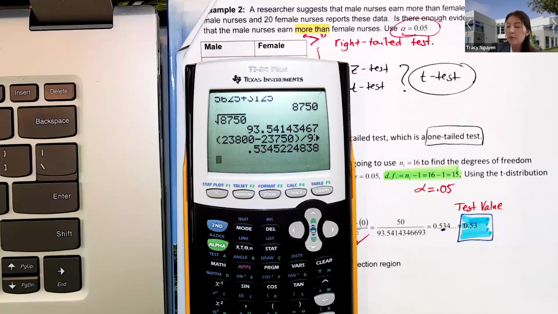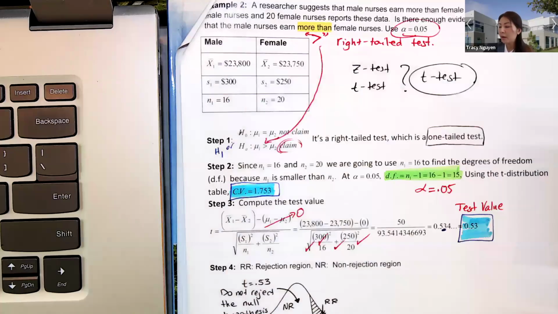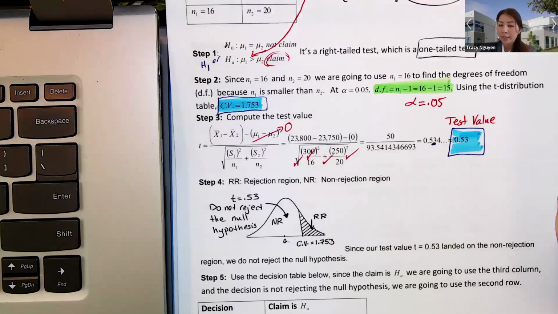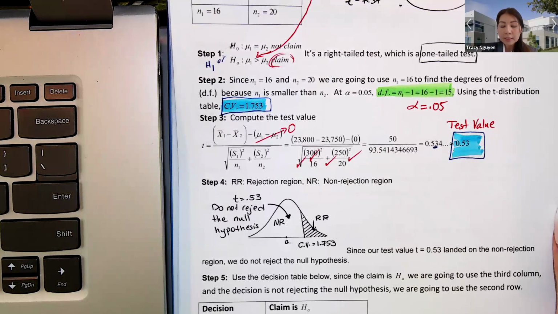All right, so like I said again, in my guided notes here, I'm rounding the test value to 2 decimal places. But on Alex, for the t-test, it could be asking you for 3 decimal places. All right, so we're ready to make the decision.